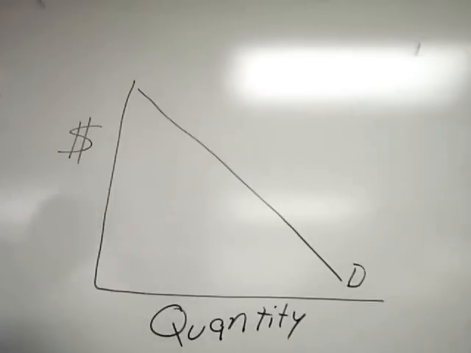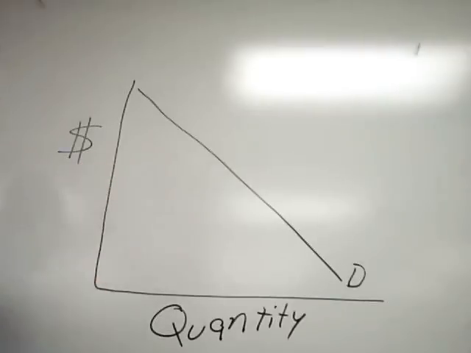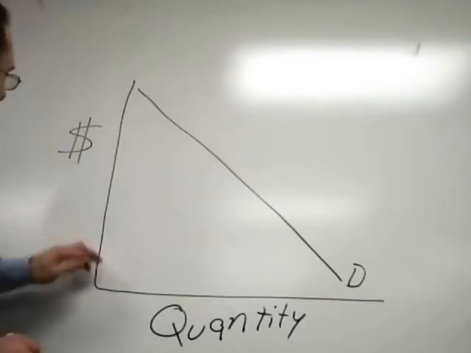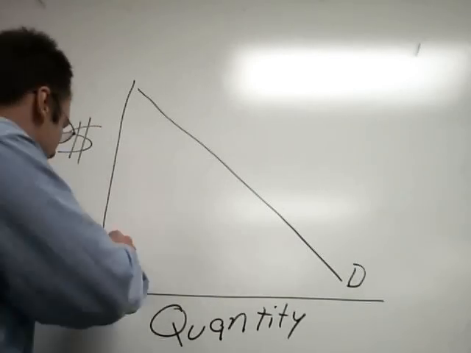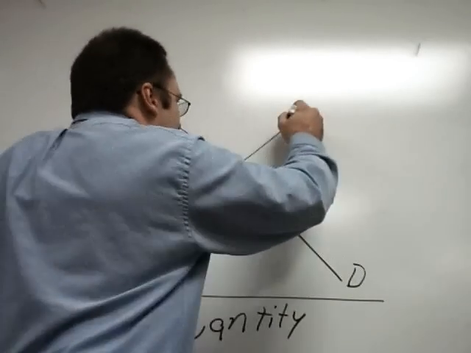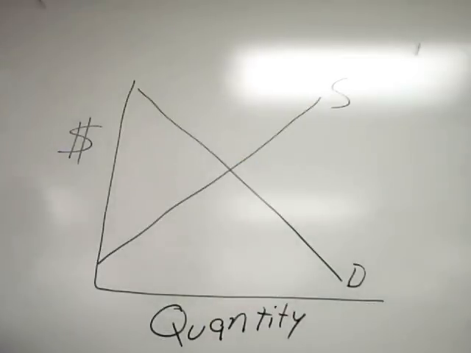What about the supply curve? As the price increases, if you're the supplier, would you like to supply more or less? Well, at higher prices, of course, you'd like to supply more. So the supply curve is going to slope up like that. That's our supply curve.